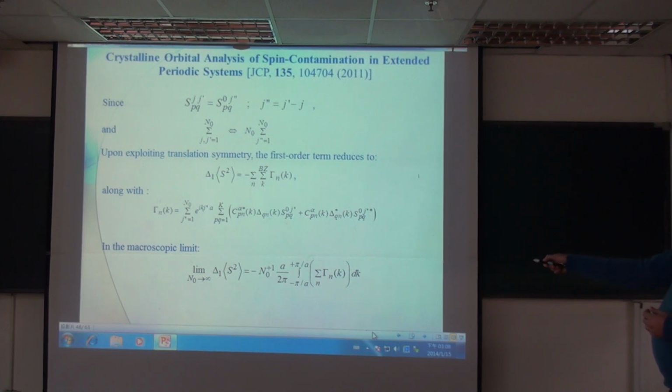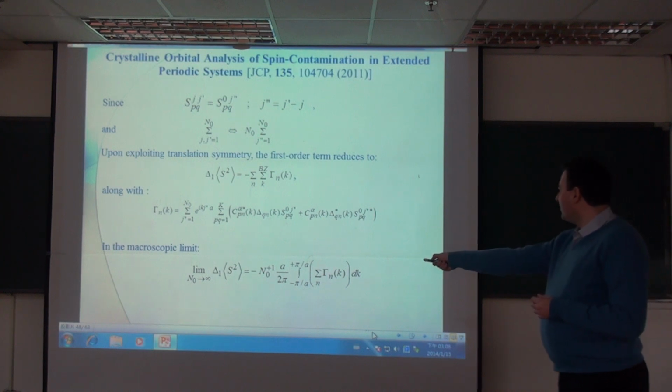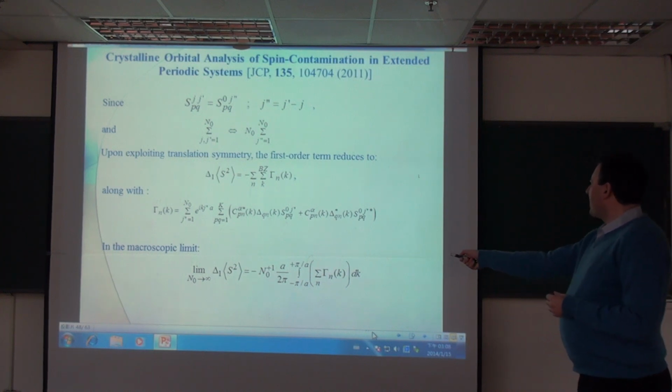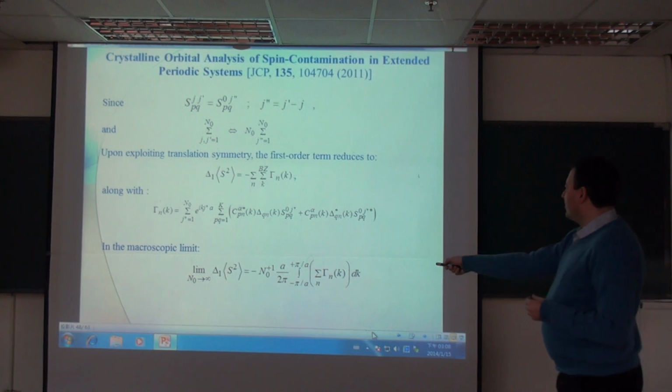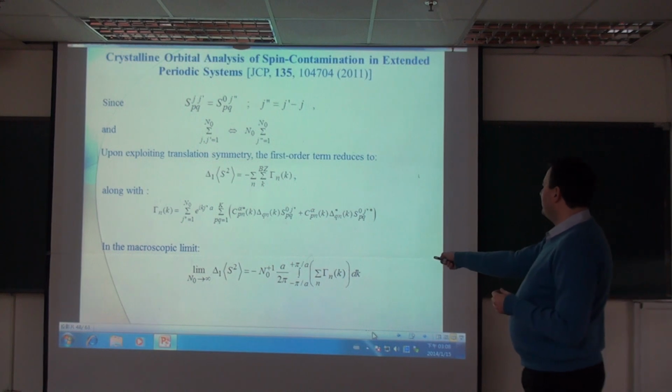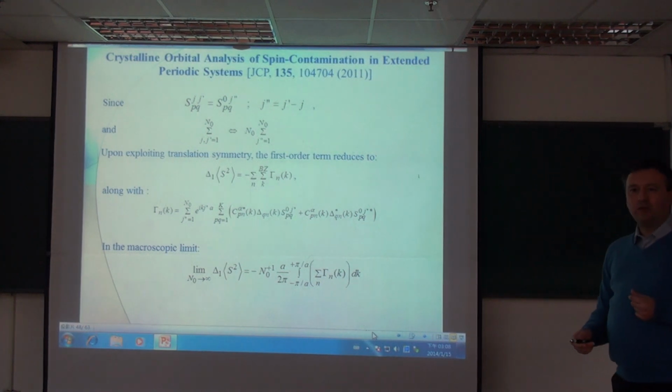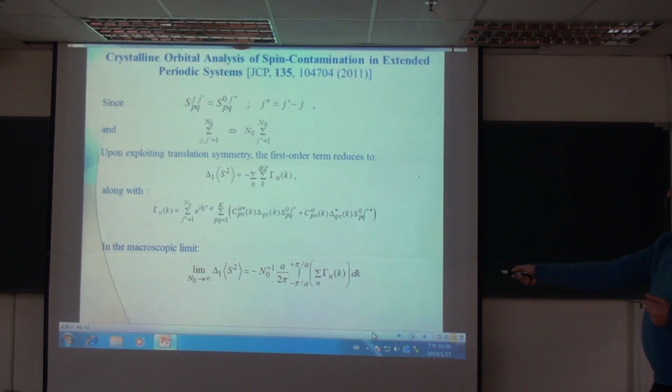Thus, upon exploiting translation symmetry, we can reduce the first order term to this expression here, where gamma nk is given by this formula here. And the key point is that this summation over G second must necessarily be bounded because all coefficients here, S PQ zero G second, decay exponentially with G second. Thus, if we do that, in the macroscopic limit, we find that the first order contribution to spin contamination is necessarily proportional to the number of unit cells in the supercell.